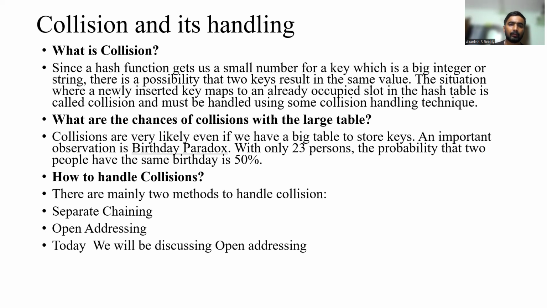What are the chances of collision with a large table? Collisions are very likely if the table is very big and has to store a large number of keys. An important observation is the birthday paradox. With only 23 people, the probability of two people having the same birthday is 50%.